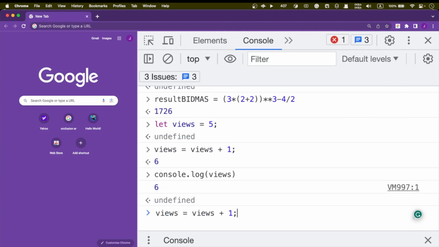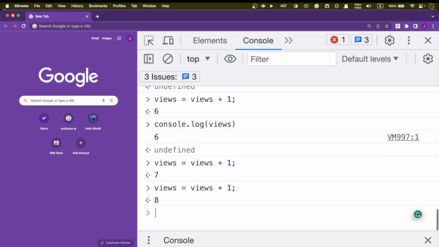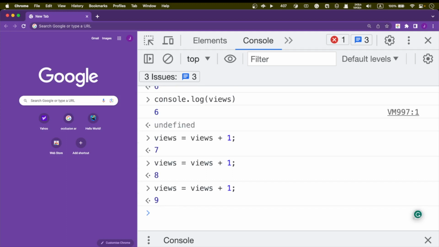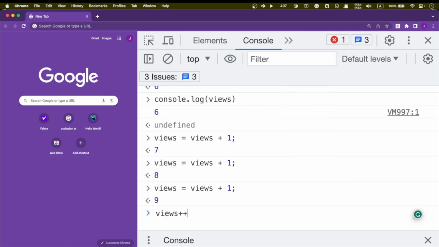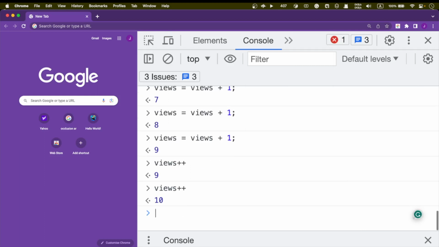And of course you will want to update that again. If you write a simplified program, another person clicks and it will just update and become 7, become 8, and become 9. But since we just update the views by 1, you can just use plus plus. So you can say views plus plus, and that's it. Every time you click plus plus, you're just adding 1.